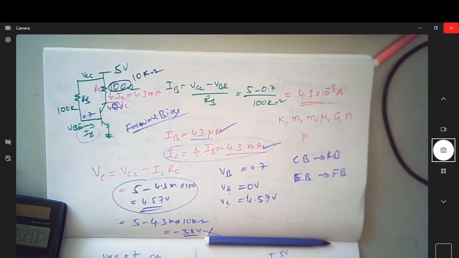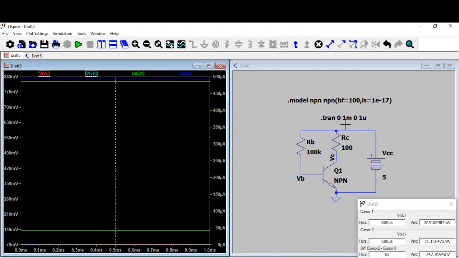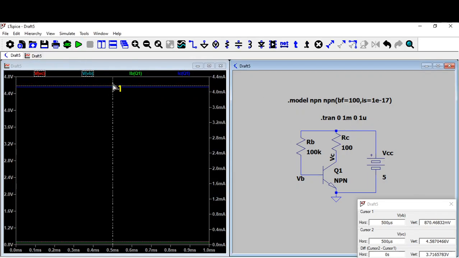How much did you get? Suppose I just replace this by 100 ohm, how much is the value I'm getting? Let me rerun it. How much is VB? Okay, now this is with RC equal to 100 ohm. Let me write what VB is. VB is 870.4. How much is VC? VC is 4.587 with IS as 1 into 10 power minus 17 ampere.